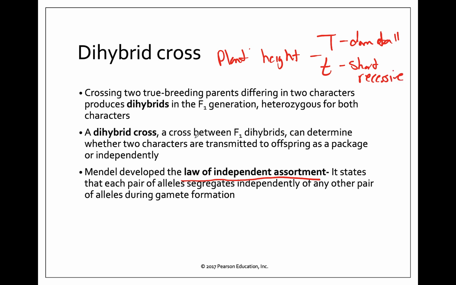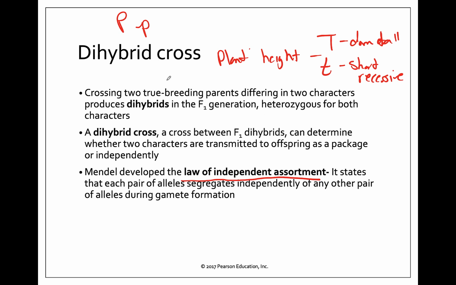What Mendel's law here says is that the alleles for plant flower color, P, and the alleles for plant height, T, they don't depend on each other at all. P will assort by itself randomly, and T will assort by itself randomly. So they're not linked to each other, they don't depend on each other at all.